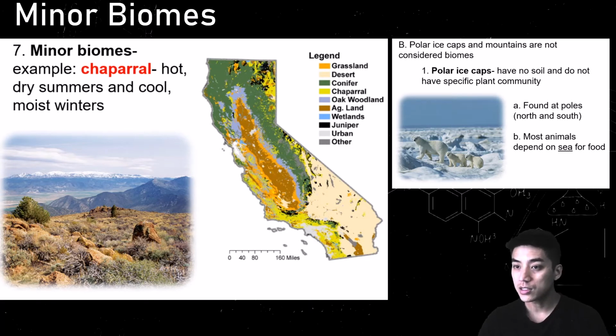And last but not least, polar ice caps and mountains are not considered biomes. That's because there's no soil and you don't have a specific plant community. And these are found near the poles, so the North and South Pole. And most of these animals, things like polar bears, depend on seafood for resources and nourishment.